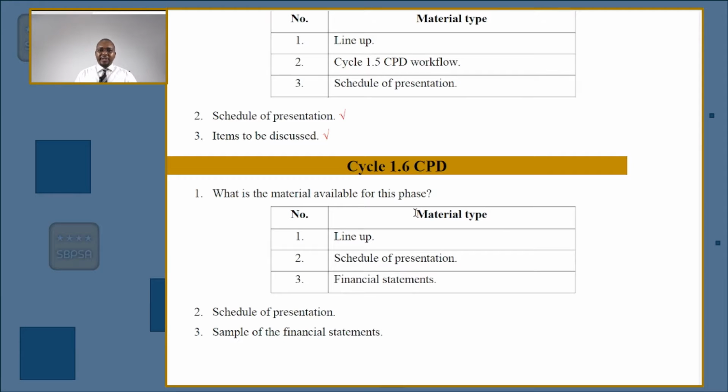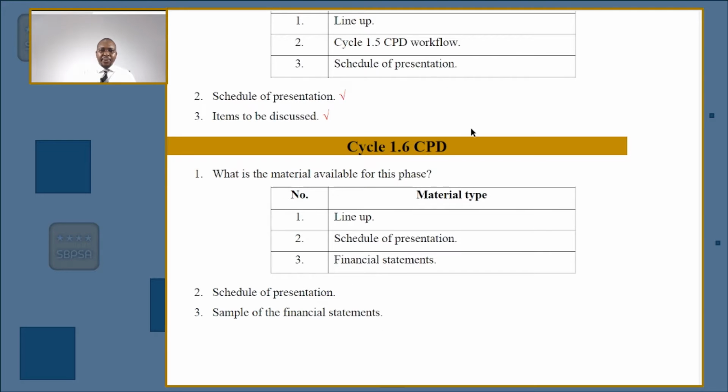I'm sure you have noticed that there is a process that we are following in getting through the financial statement. We have tried to show you that in cycle 1.5 CPT. And as we go forward now, things are going to really get messy. But fortunately, SPPSA is here to take you through that. So 1.6 is the last cycle CPT.